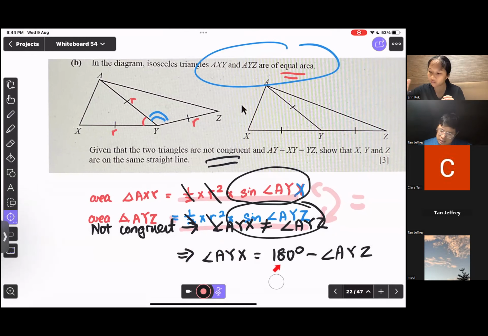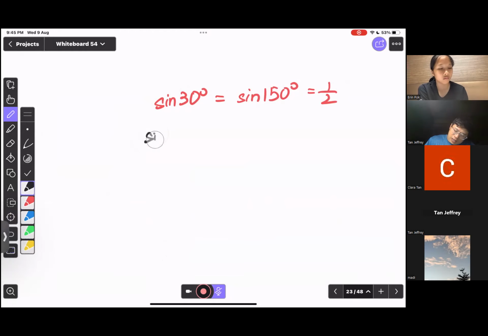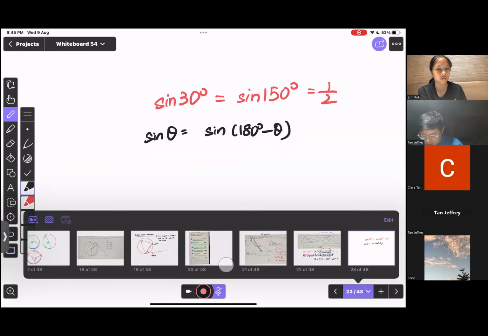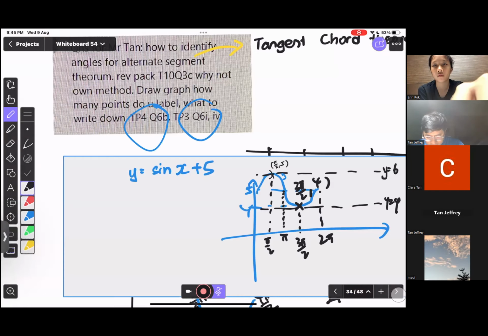So sine AYX is still equal to sine AYZ. Correct. If you go and try sine 30° and sine 150°, are they the same? They are the same. Both equal half. Because sine theta is the same as sine of 180 minus theta. That's why they're the same. Oh, okay. Thank you. No problem.